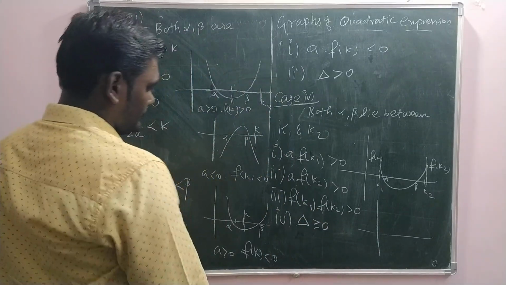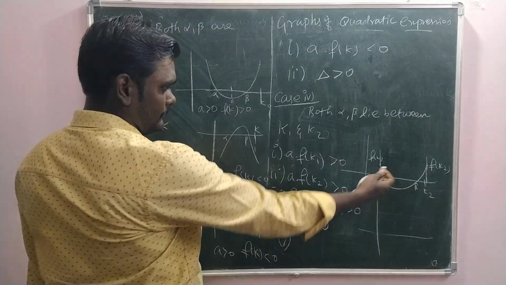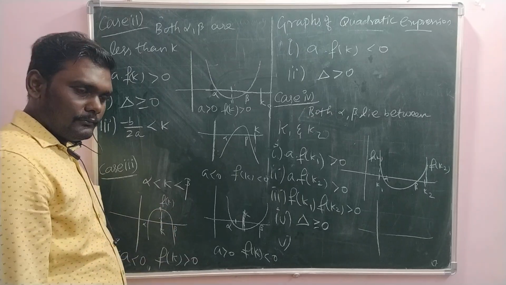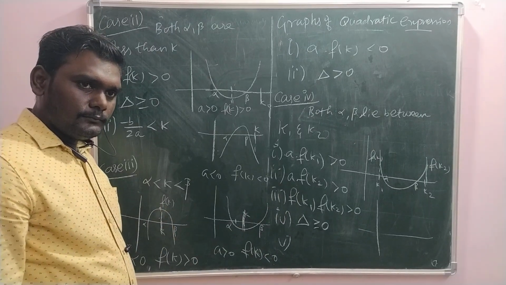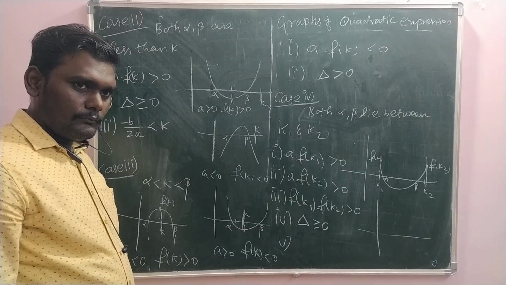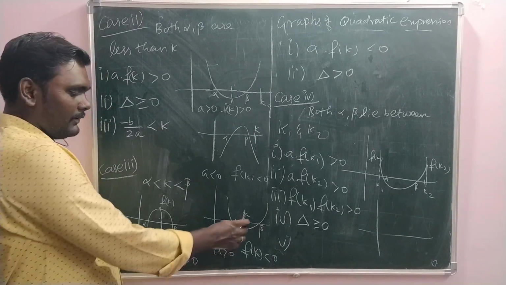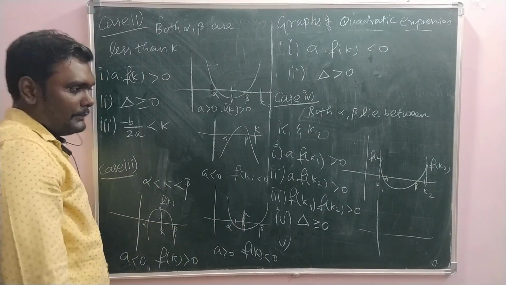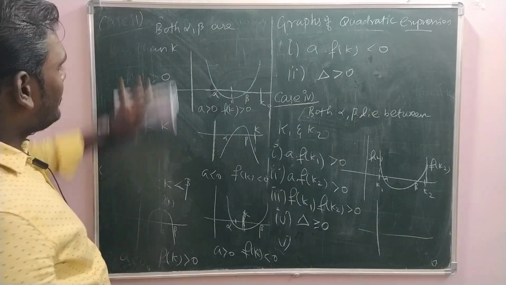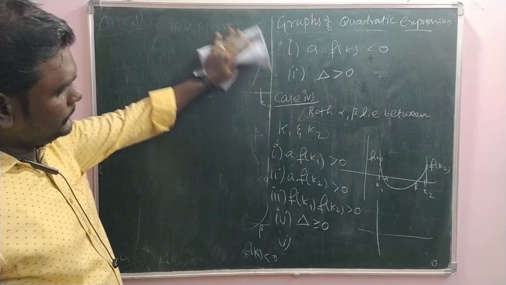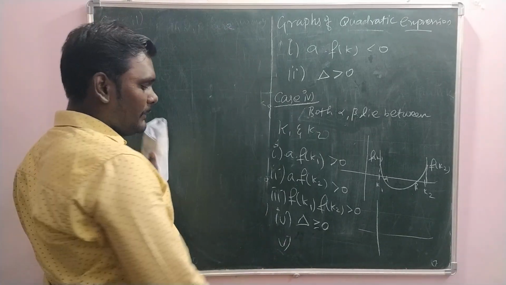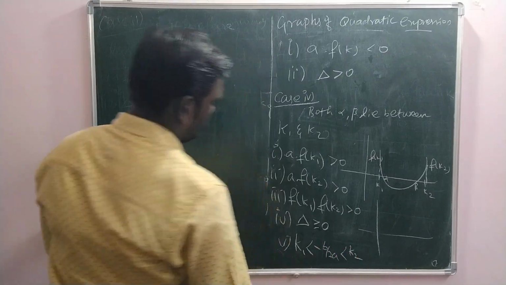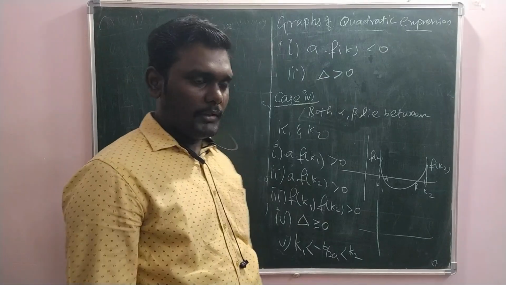And what can we say about the roots? Look at the previous case: there we surely knew there was a root inside, but here it is not sure. Here, for sure we know k is in between, so they won't meet. Then what can we say about minus b by 2a? This lies between k1 and k2. These are all the things you can interpret from this.